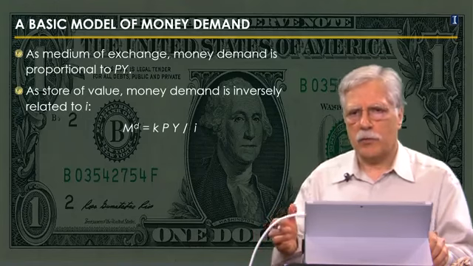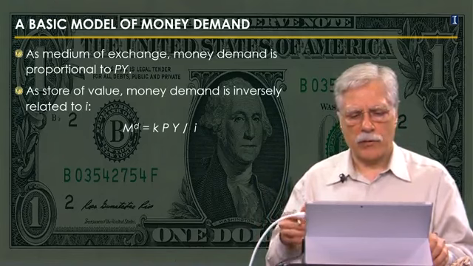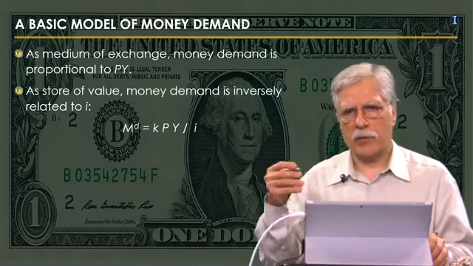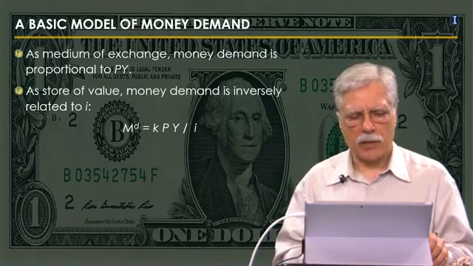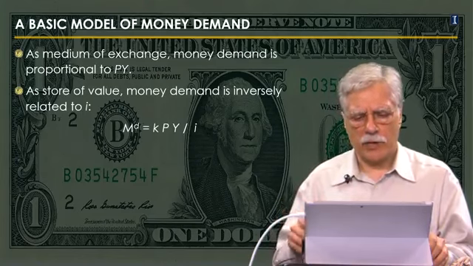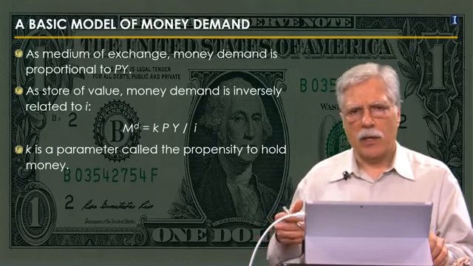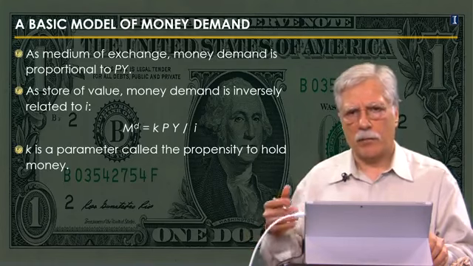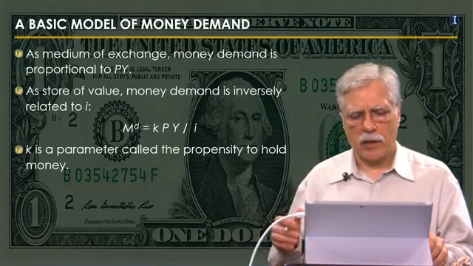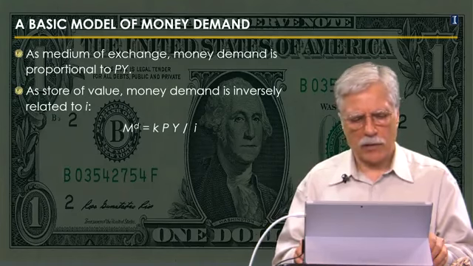As a store of value, interest rate is the opportunity cost of using money, and therefore we've seen that there's an inverse relationship between interest rate and money demand. So we can actually summarize what we've discussed as money demand equal to some coefficient K, which is a parameter called propensity to hold money, times PY, price level times real income, and divided by interest rate, an inverse relationship with the interest rate. Let me highlight the names or label these variables.